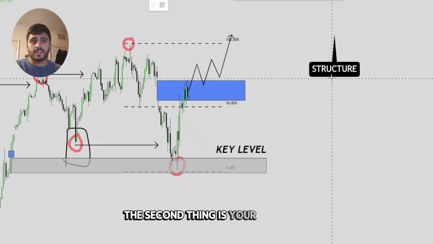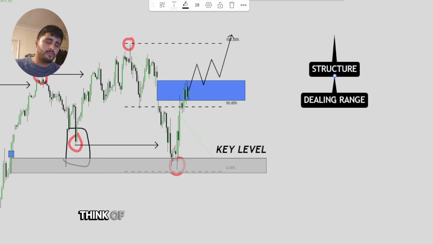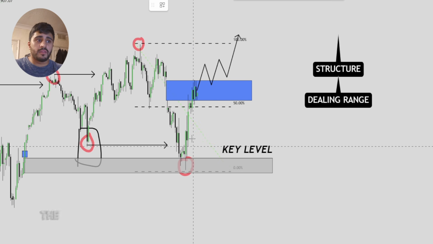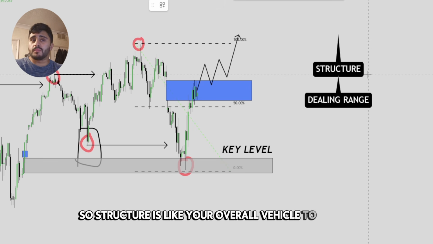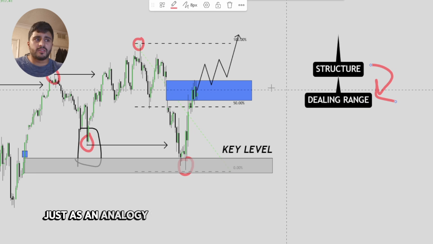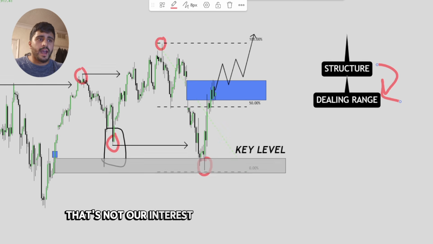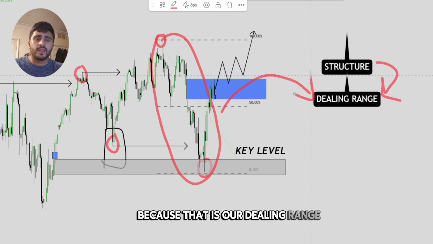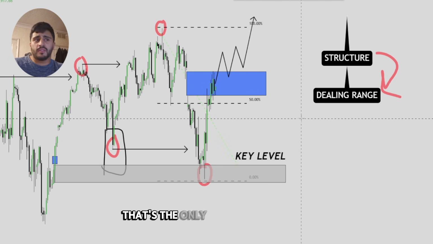The second thing is your dealing range. Think of market structure as the vehicle to the market. In other words, at the moment the vehicle was technically bearish and now we're heading to bullish. So structure is your overall vehicle to the market. Your dealing range tells you which playground you're currently in, just as an analogy. So right now, we're not interested so much in the highs and lows over here. Our interest is specifically this area, because that is our dealing range. A dealing range is basically the playground that we are currently trading in. That's the only thing it comes down to.